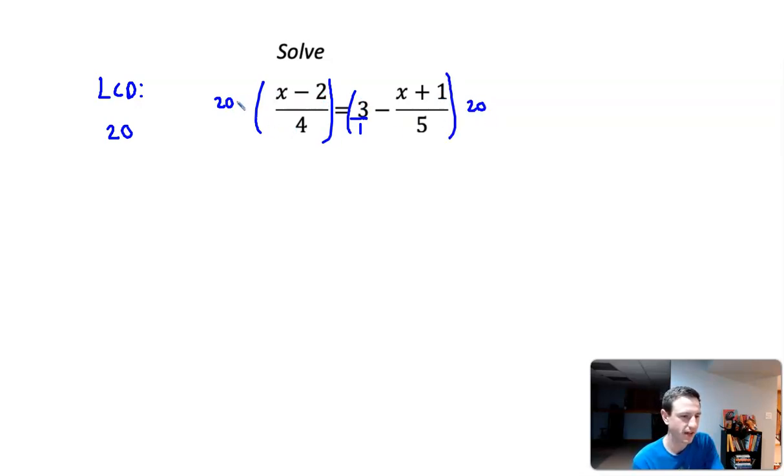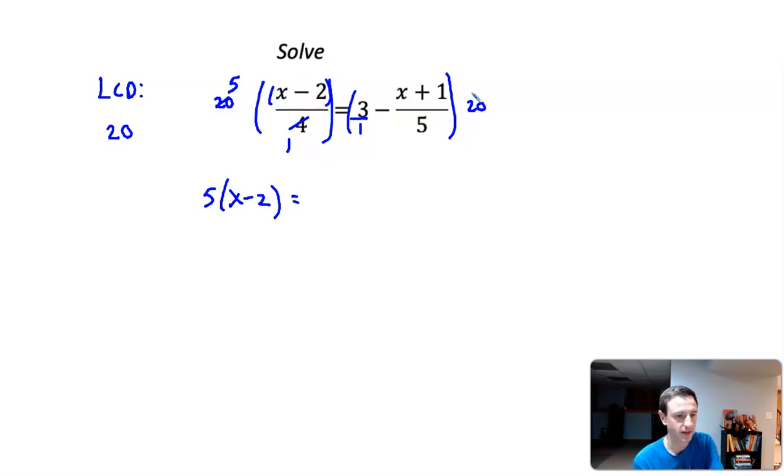On this side, I have 20 times (x minus 2) over 4. So what happens there is 4 goes into 4 once, 4 goes into 20 5 times. So on this side, I end up with 5 times (x minus 2). And see how I put this in parentheses? Because you want to make sure you're doing 5 times all of this, 5 times all of this x minus 2.